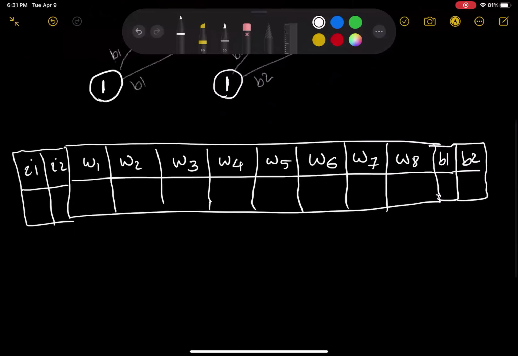So for example, I'm going to start working with the data points of this. So I1, I'm going to call it 0.5 here. I2 is 1. So these are given to me, okay? So W1, let me call it 0.15. W2, let's call it 0.2. W3, let's call it 0.25. W4, let's call it 0.30.